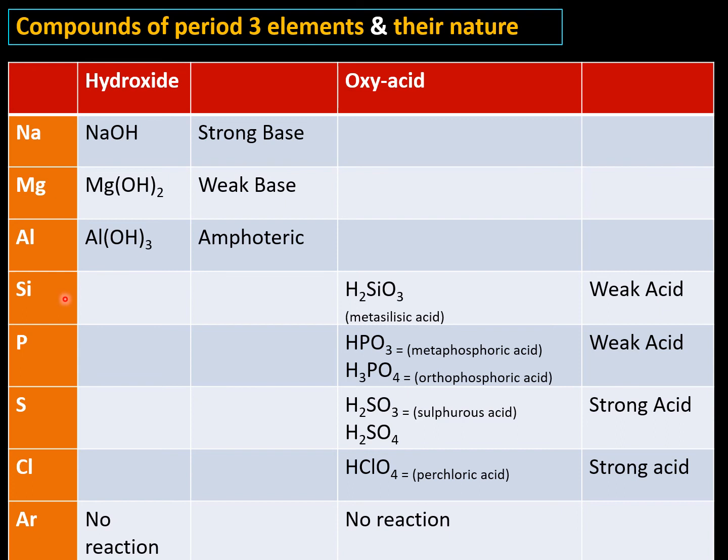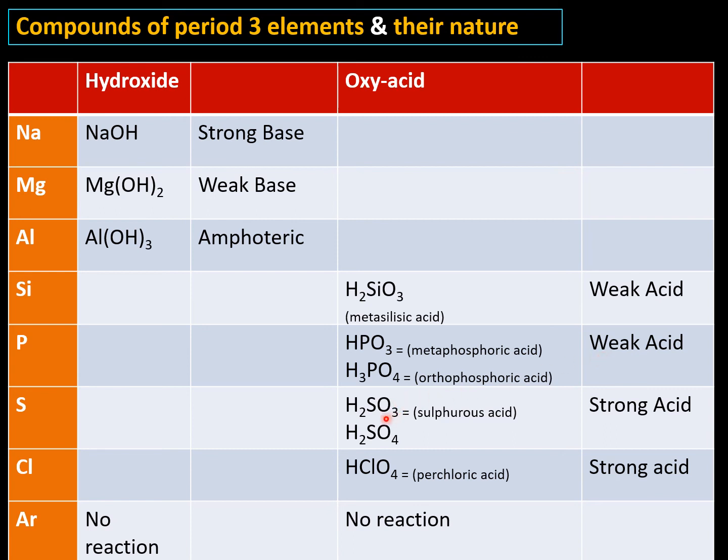Silicon forms oxyacid, that is called as metasilicic acid, that is H2SiO3, which is a weak acid. Phosphorus forms two types of oxyacids. One is HPO3 called as metaphosphoric acid. Another one is H3PO4 called as orthophosphoric acid. Both of them are weak acids.